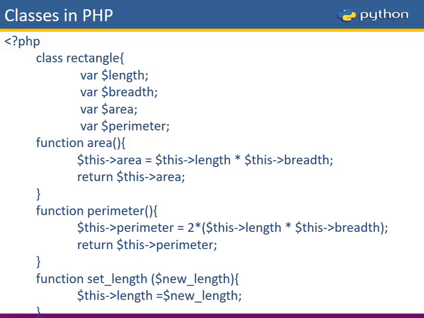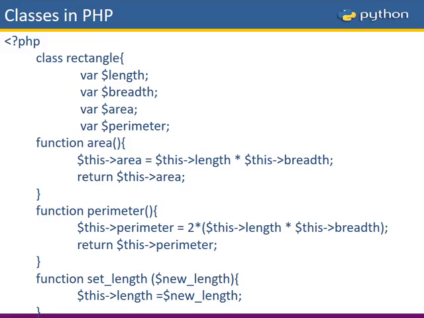Now we come up with the method, the portion area. In Python we use the def keyword, but in PHP we use the function keyword as the method for that class. So we have the function area, and later in the code we'll be using the set and get methods, the setter and getter methods, to set and get the values to calculate the area and perimeter.